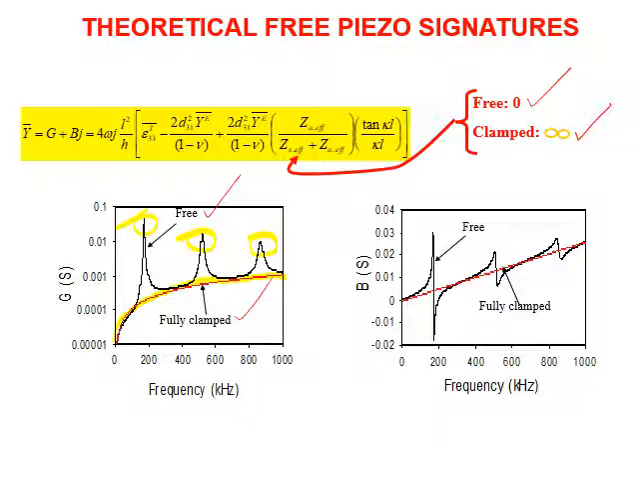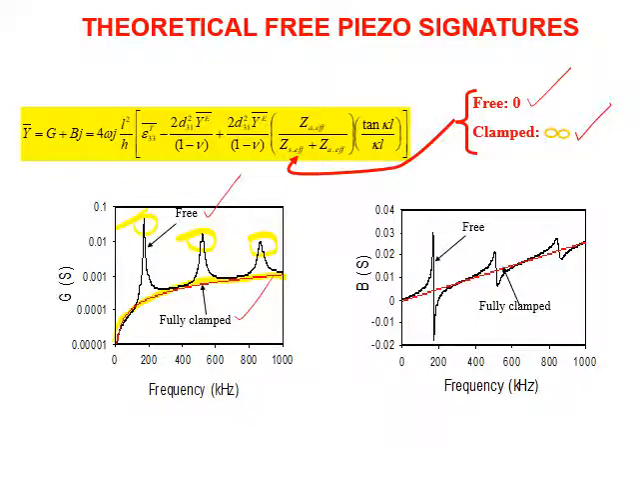Similarly, in the imaginary part, we see the comparison. In the case of the fully clamped situation, the peaks of the PZT patch have disappeared completely, whereas in the case of the free condition, the resonance peaks of the PZT patch are very clearly highlighted. So this is the experimental method of how to determine the resonance frequencies.